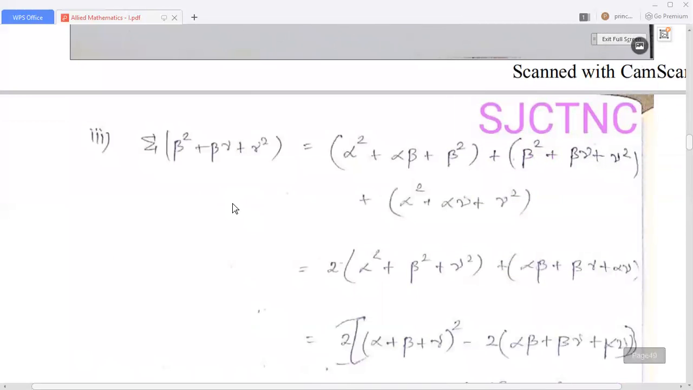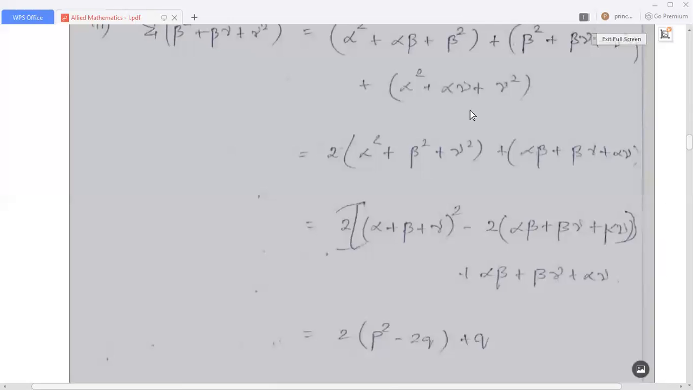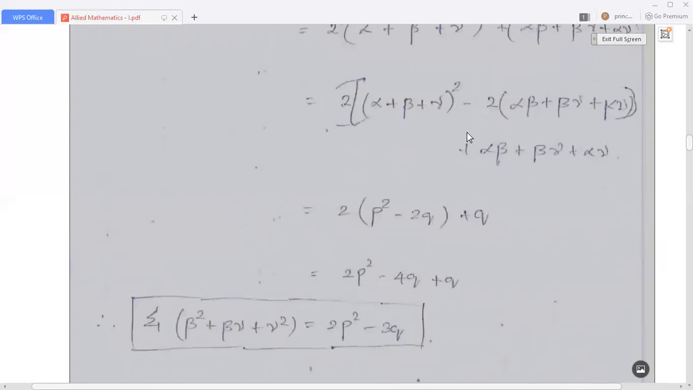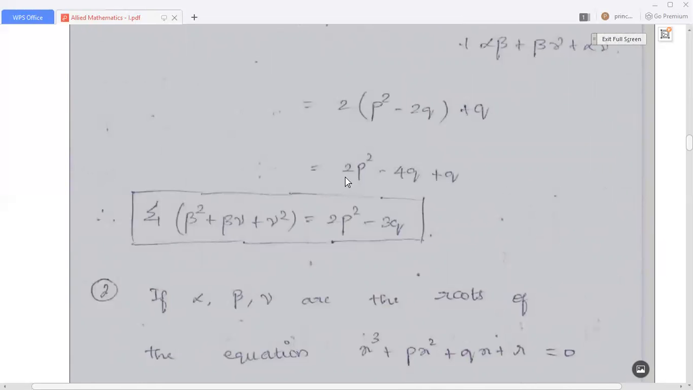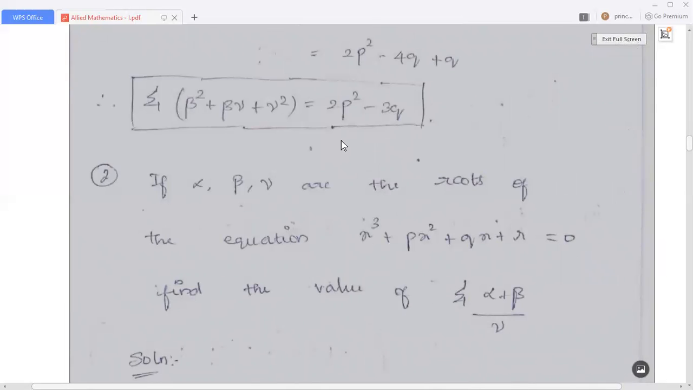Then third part, we calculate sigma beta square beta gamma plus gamma square. So this is the formula for that. This can be further written in a convenient form where we can substitute the available and the calculated values. When you substitute the available values, we get 2 into (p square minus 2q) plus q. Then finally, it is simplified as 2 into p square minus 4q plus q. That is equal to 2p square minus 3q. So this completes the problem.